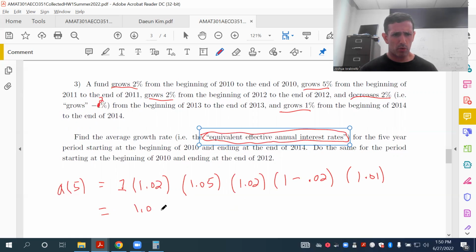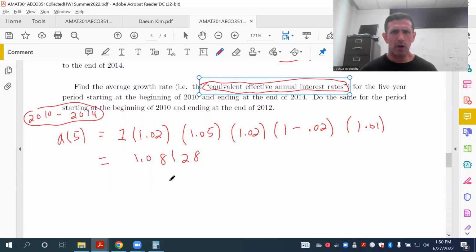So this is 1.08128. To emphasize, this is 2010 through 2014. Okay. All right, so if I want the effective annual interest rate for the 5-year period, again, we ask the question: if I take $1 and dump it into an account earning, let's call it i, this interest rate, and I let it sit for 5 years, I'm going to have exactly how much $1 actually grew to in 5 years, which is $1 and roughly 8 cents.